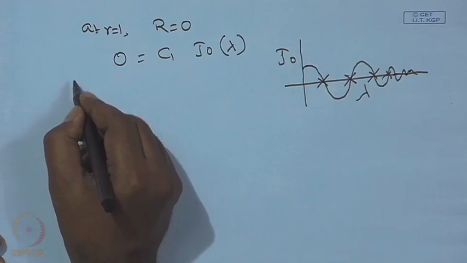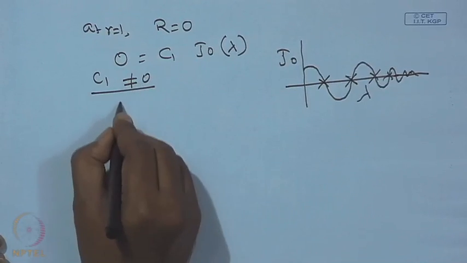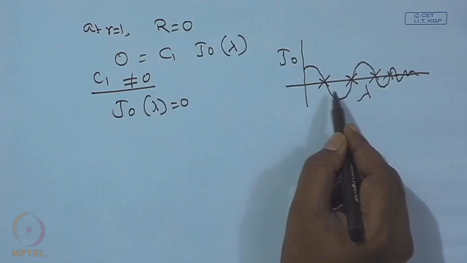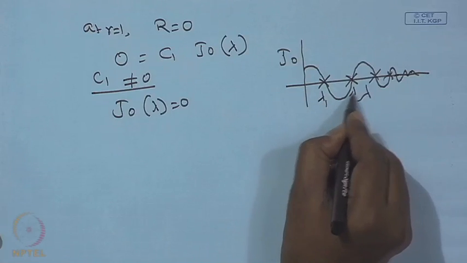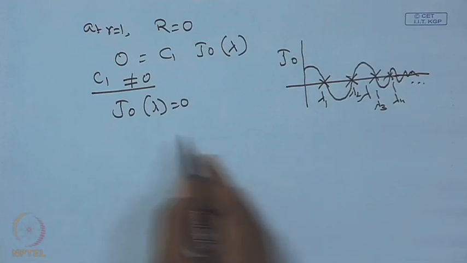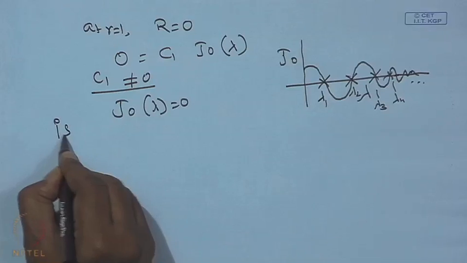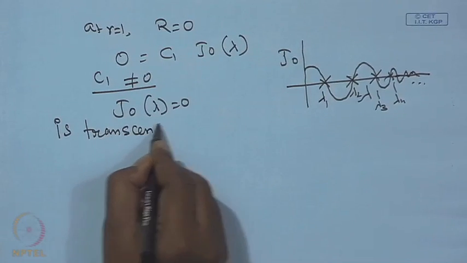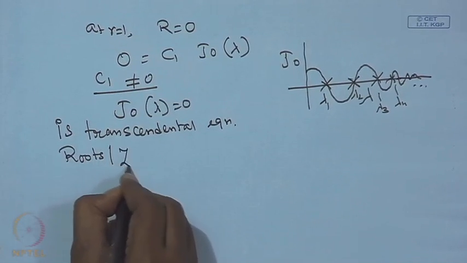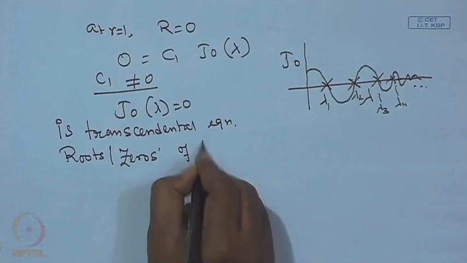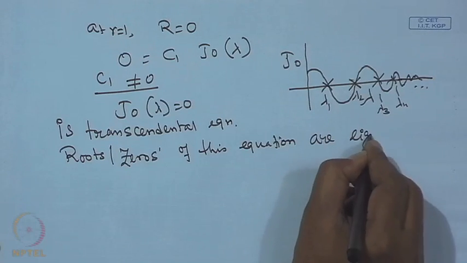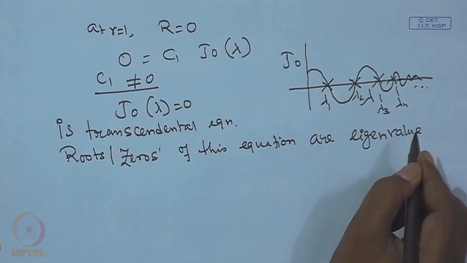So, in order to have a non-trivial solution, C1 must not be equal to 0. That means, J0(lambda) is equal to 0, and J0(lambda) intersects the x axis, the lambda axis, an infinite number of times, and each of the values lambda 1, lambda 2, lambda 3, lambda 4, up to lambda n, becomes an eigenvalue. So, J0(lambda) equal to 0 is the transcendental equation, and the roots or zeros of this equation are eigenvalues.